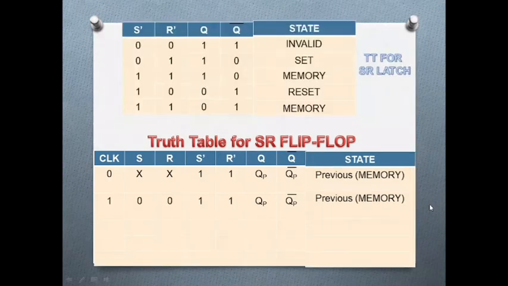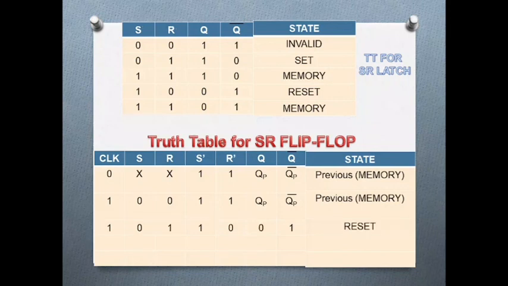Now for case 2, when the clock is equal to 1, there will be 4 possible subcases. So we'll study them. Now from equations 1 and 2, we get that S dash is equal to S bar and R dash is equal to R bar. So when S is equal to 0 and R is equal to 0, S dash is the complement of S, so it will be 1, and R dash is the complement of R, so it will also be 1, and we can see that it is the previous state. So in this state also the flip-flop will act like a memory.